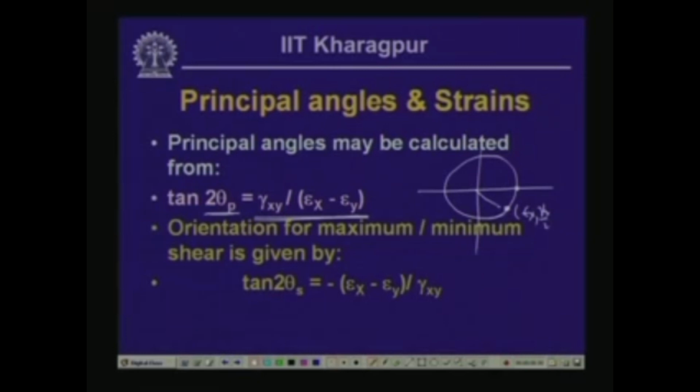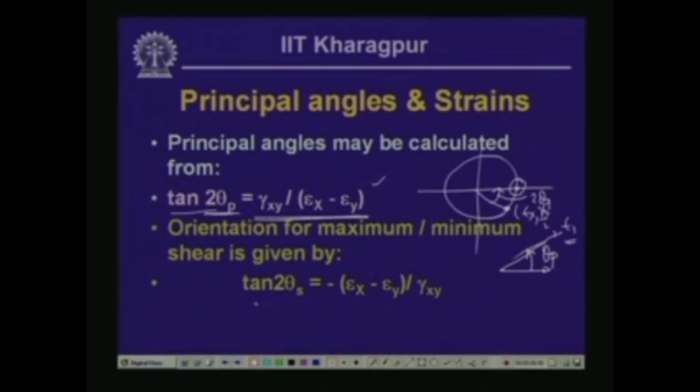Now, from this particular orientation, which is along the x direction, if we move anticlockwise by 2 theta p, we get the point of maximum strain. In the physical space, if we move anticlockwise by an angle of theta p, this gives the direction of the principal strain epsilon 1, and the expression for measuring this angle theta p is tan 2 theta p equals gamma xy by epsilon x minus epsilon y.